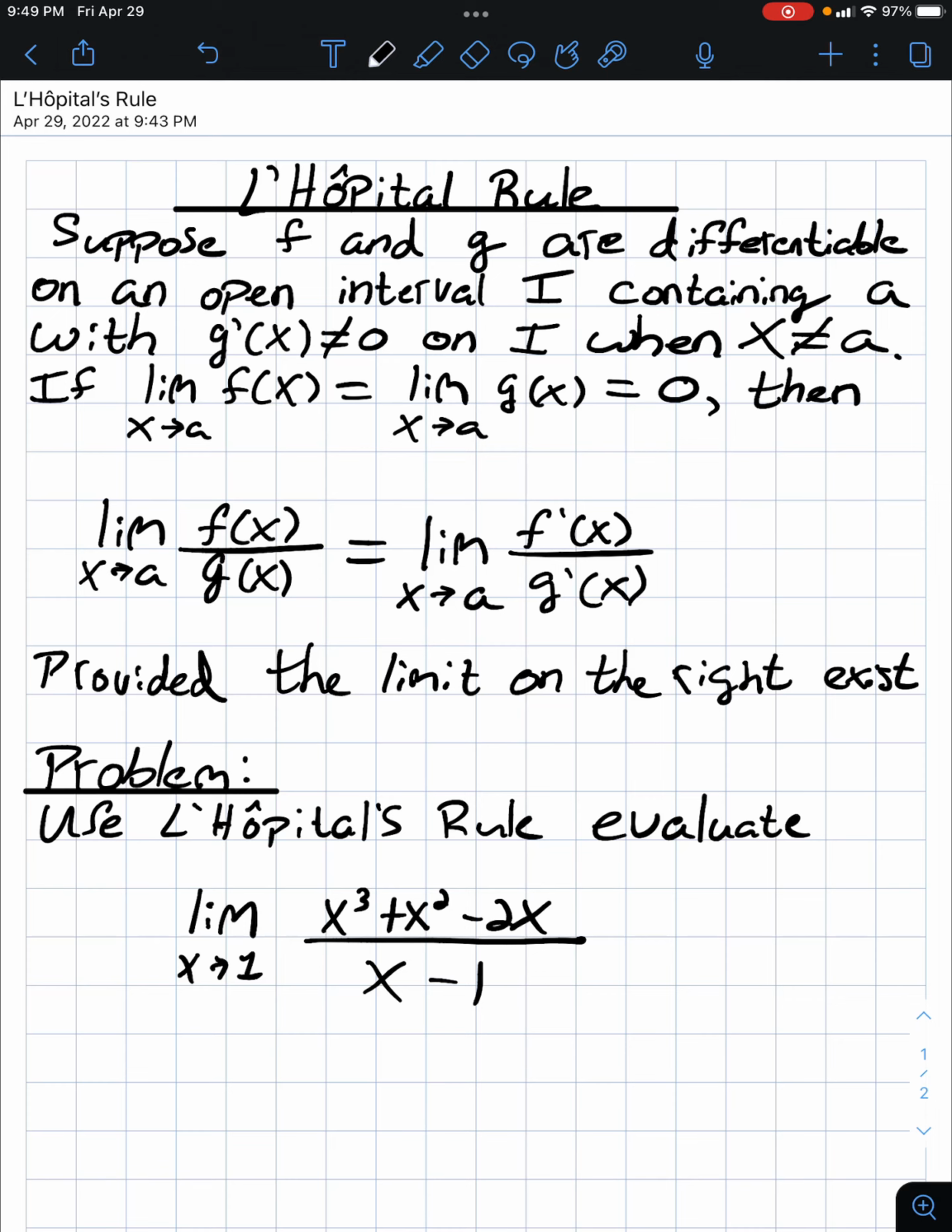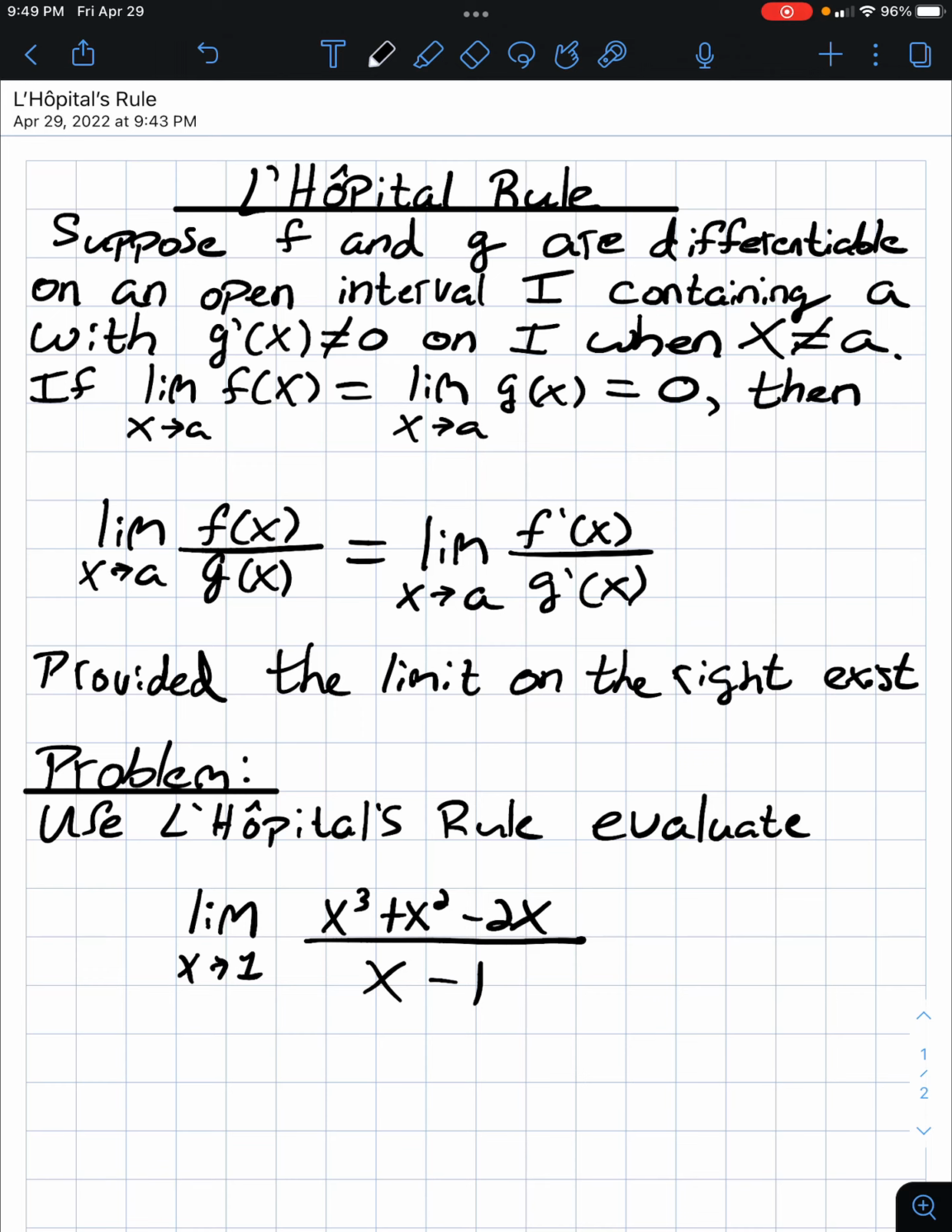Suppose f and g are differentiable on an open interval I containing a, with g prime of x not equal to 0 on I when x does not equal a. If the limit of f of x as x approaches a equals the limit of g of x as x approaches a equals 0, then the limit of f of x divided by g of x as x approaches a is equal to the limit of f prime of x divided by g prime of x as x approaches a, provided the limit on the right exists.